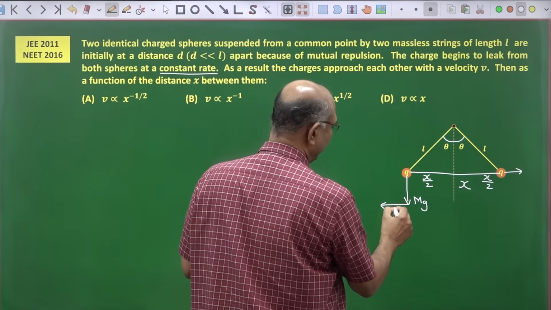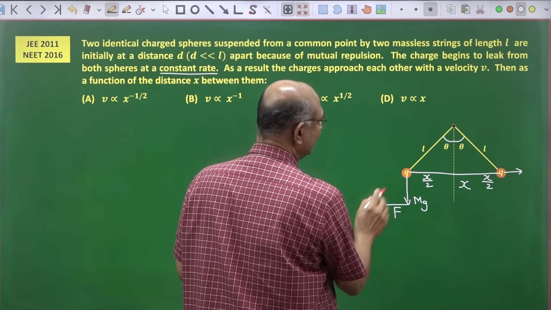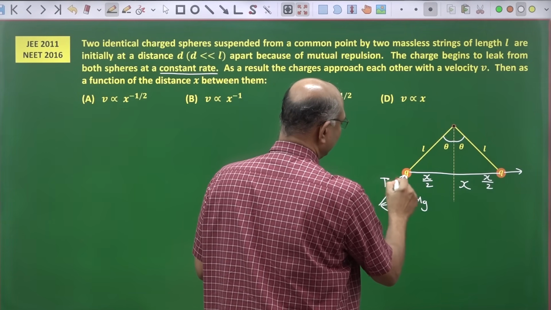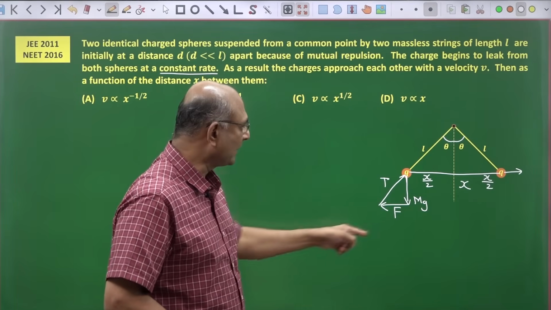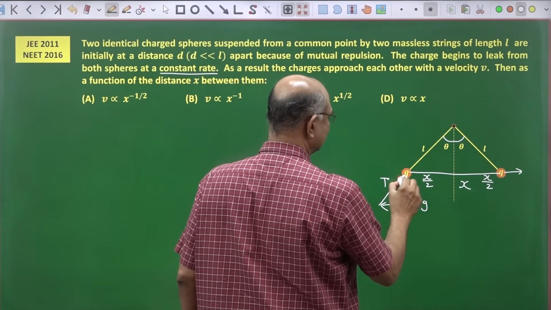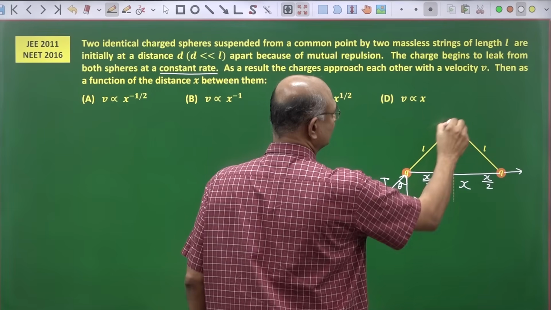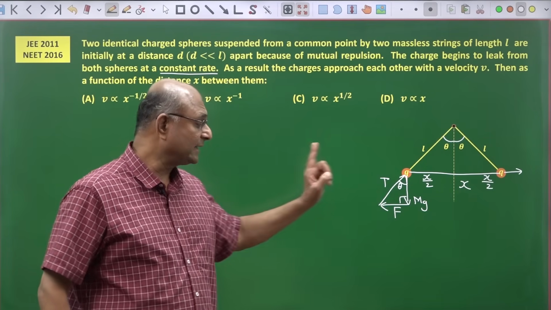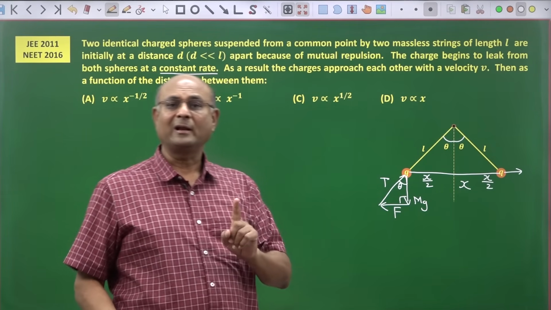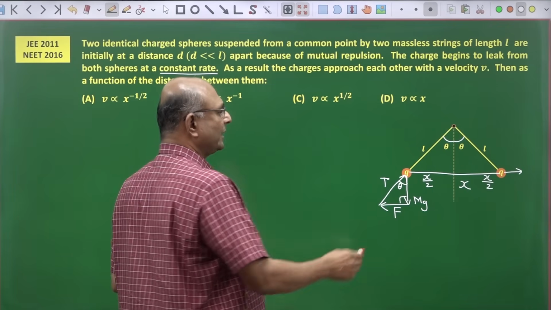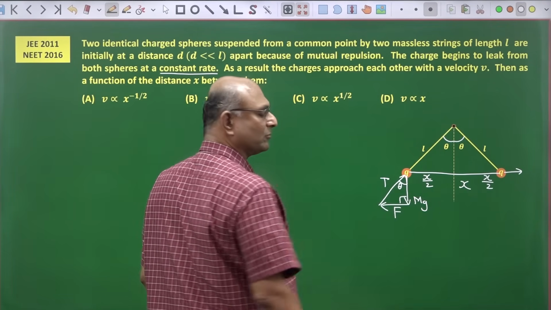We know that this is F, the Coulomb force, and then this tension T, right? We have already done this many times. So it has to come back to the starting point, forming a nice right angle triangle. This angle is theta, because this force T is going to act along the rope. So this angle is theta. Theta is small. So if theta is small, tan theta is approximately equal to sin theta. Okay, so sin theta is x by 2 by L.